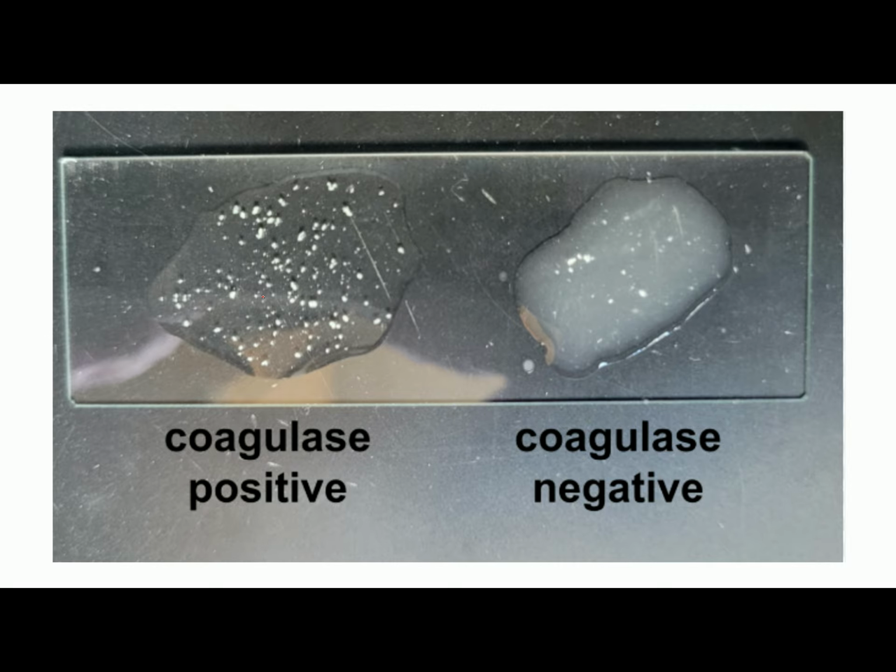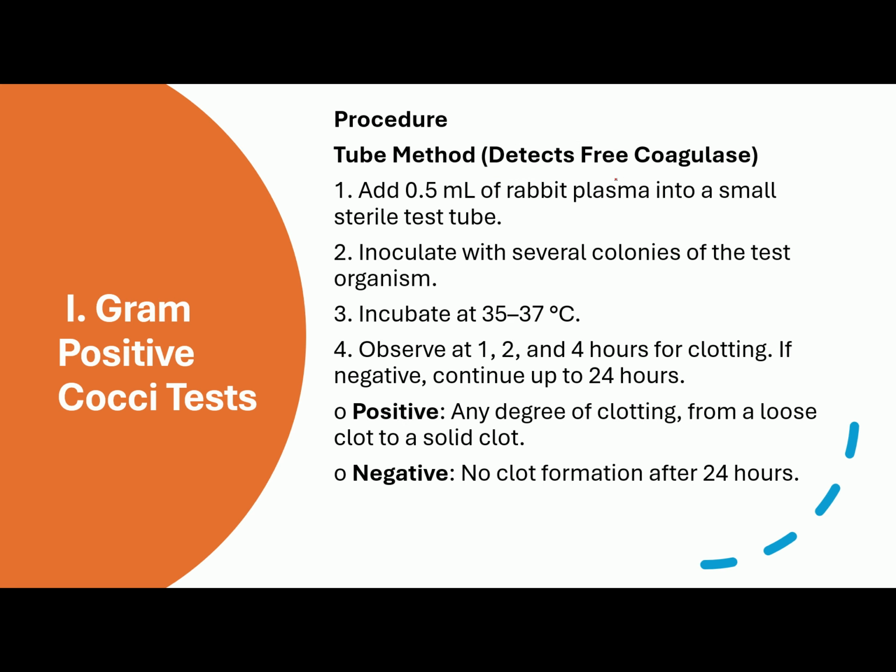So if you take a look, may mga clumping, visible clumping is present on the coagulase positive, while no clumping is in the negative. The white here, yung nakikita niyo, those are the colonies. So there's no clumping. Basically, emulsified pa din siya. Now let's go to the confirmatory, the tube method.